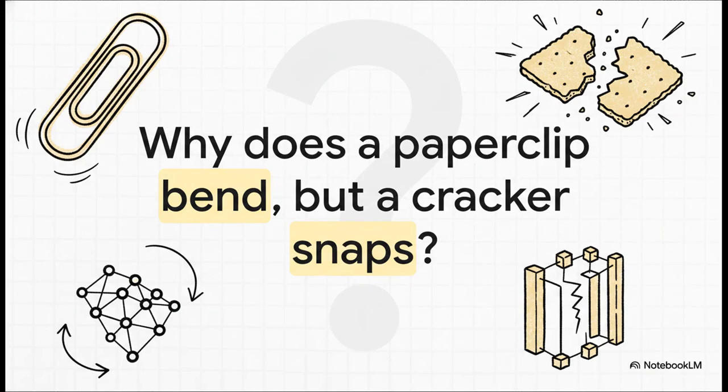Think about it for a second. Why is it that you can bend a paperclip back and forth, but the second you put a little too much pressure on a cracker, it just snaps? I mean, they're both solid objects, but they behave in totally different ways. Well, the answer isn't something you can see on the surface. It's actually buried deep inside their invisible structures.